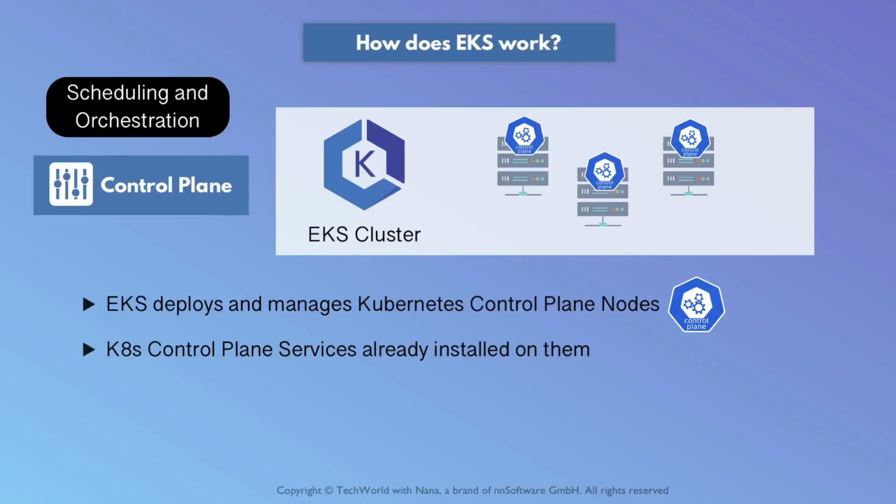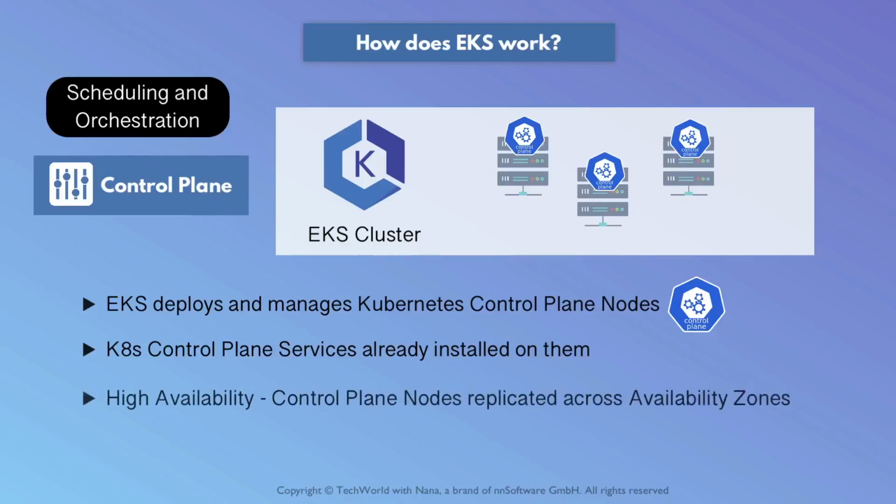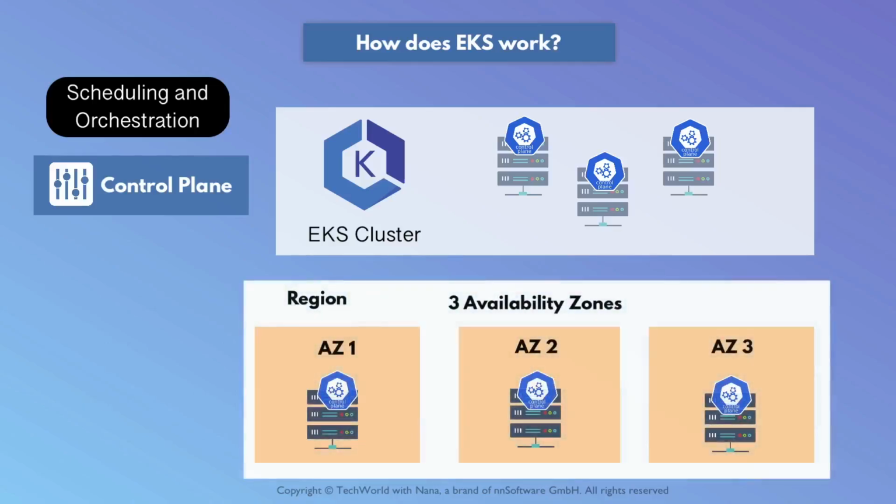Also, because these control plane nodes are managed by AWS, it will automatically replicate the control plane nodes across multiple availability zones. So if you're creating EKS in a region that has 3 AZs, then you will get automatic replication of your control plane nodes on all of those AZs.